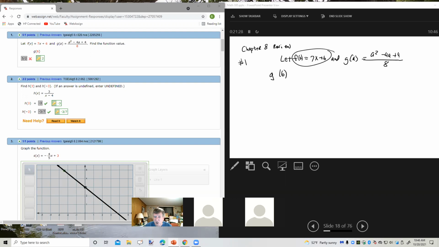So we're looking for g of 6. So we're going to take this formula and put in 6 in the place of a.